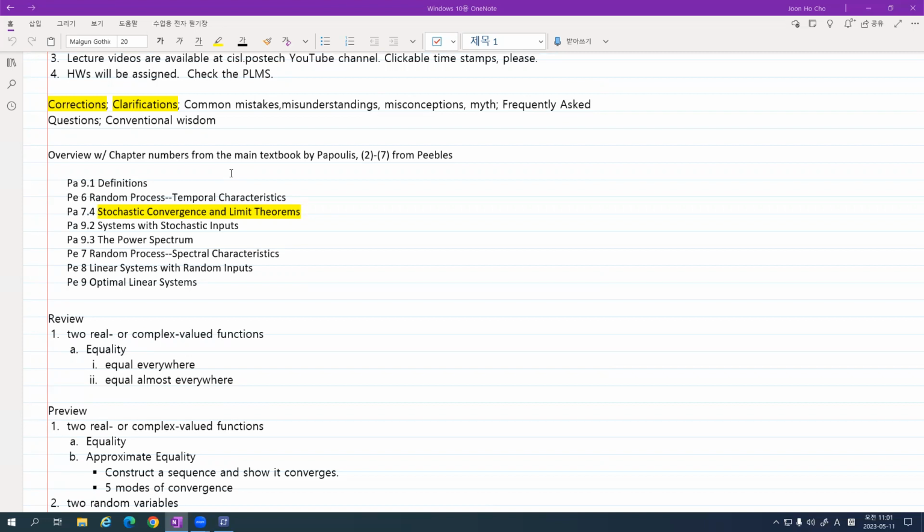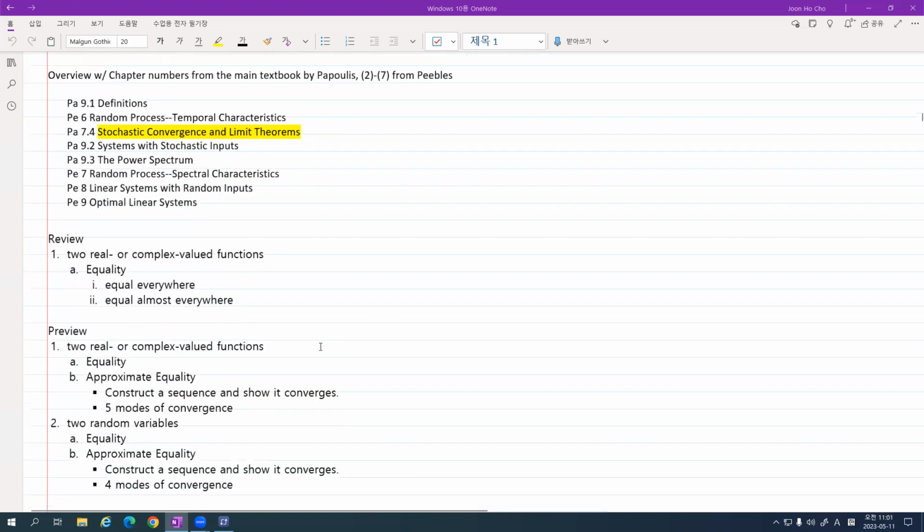So we are covering stochastic convergence and the limit theorem part. And last time we started to study the equality of two real or complex valued functions. I made some corrections, but the basic idea is like this.